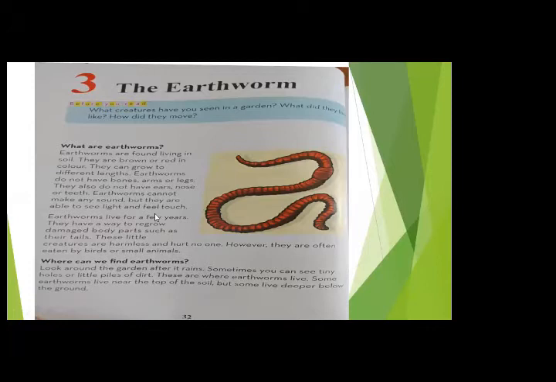Number two, paragraph two: earthworms live for a few years. They have a way to regrow damaged body parts. Damaged means injured or harmed, such as their tail. These little creatures, creature means living organism. Humans, we are also creatures. These little creatures are harmless. Harmless means they don't hurt anyone. However, they are often eaten by birds or small animals.